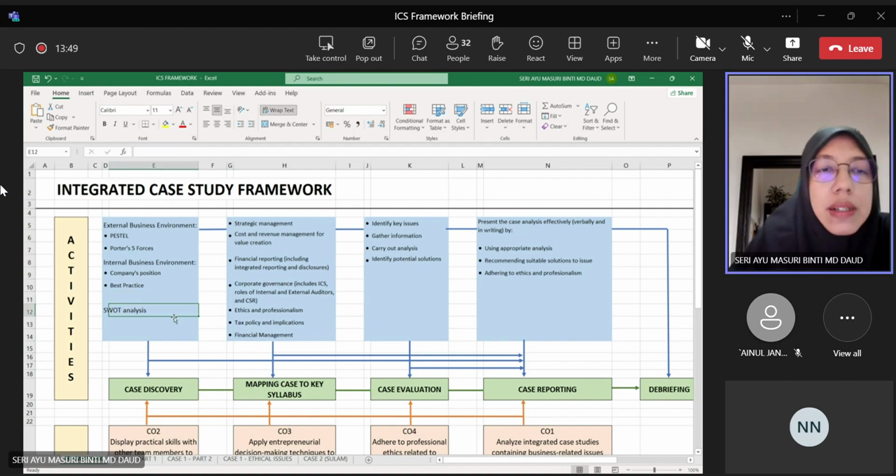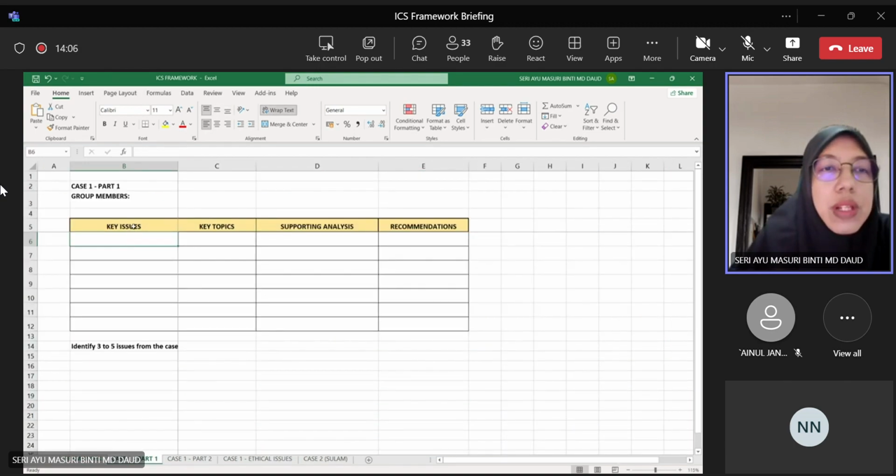While you're doing part 1 as well, you will start identifying the issues already. When you identify the issues, the next thing you do is map them to the key syllabus topics. If you look at the template here, you start with the issues. You can see my window, right? So you start with the issues. Let's say you have 3 issues.